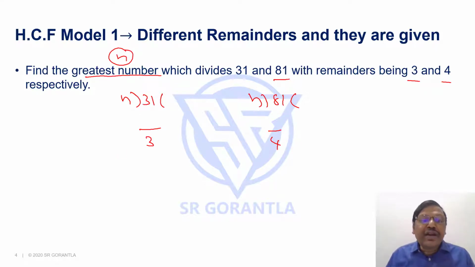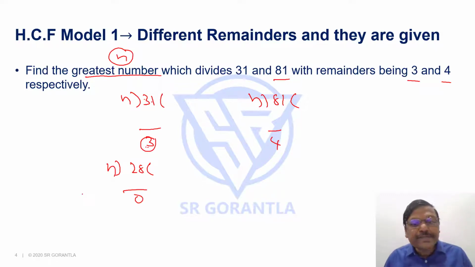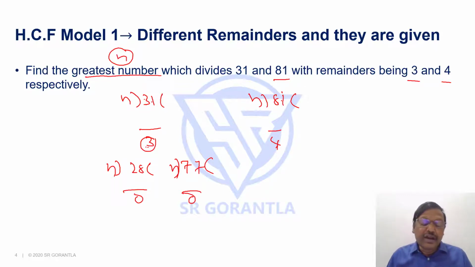Now, when n divides 31, remainder is 3 means 31 minus 3. If I subtract this remainder, 31 minus 3, 28, n will divide 28 exactly without remainder. Similarly, when n divides 81, if remainder is 4, if I reduce 4 from 81, 81 minus 4, 77, n divides 77 without any remainder.